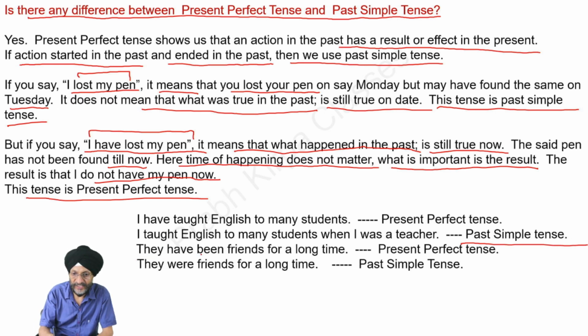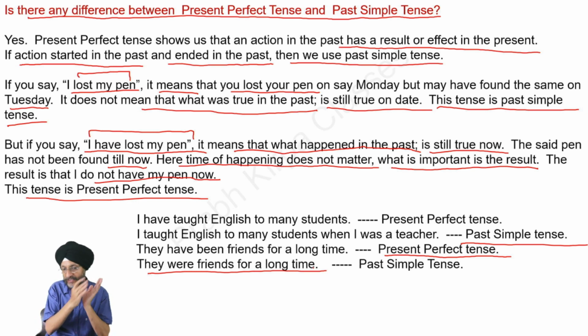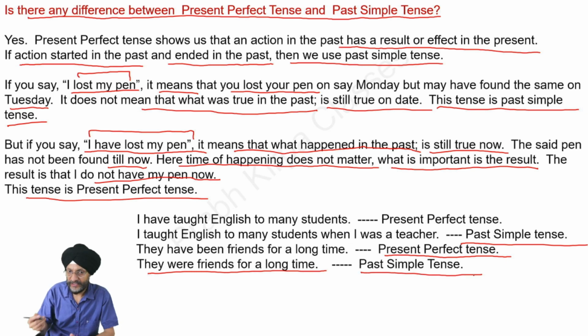Next, they have been friends for a long time. This is present perfect tense. And they were friends for a long time. Now, they may not be friends. That is, they were friends at an earlier stage. They may or may not be friends. This may not hold true in the current date. This is the past simple tense.